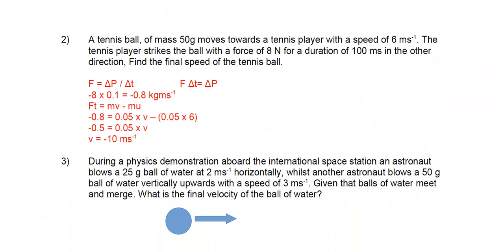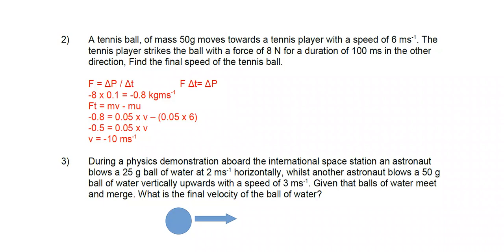Number 2, a tennis ball of mass 50 grams moves towards a tennis player with a speed of 6 meters per second. The tennis player strikes the ball with a force of 8 newtons and a duration of 100 milliseconds. In the other direction, what's the final speed of the tennis ball? Well, again, we know force is equal to the change in momentum over the change in time. So force times time, or the change in time, is the change in momentum.